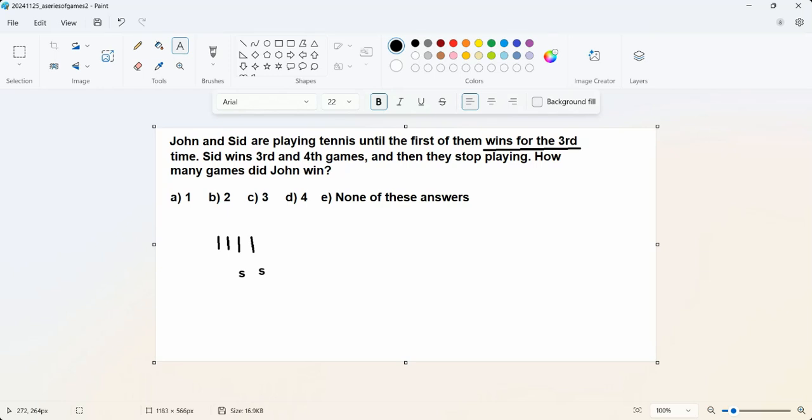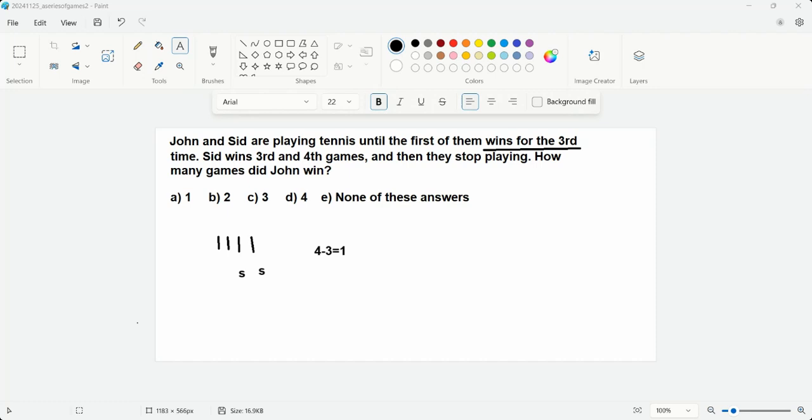So total games are four, and we subtract three because the winner wins three games. Whatever the total number of games is, minus the winner's number of games, gives us the number of games that the other person has won. In this case there is just one other person, John, so we know the number of games John has won. That's the simplest problem. Let's take a slightly more complex problem of this type.